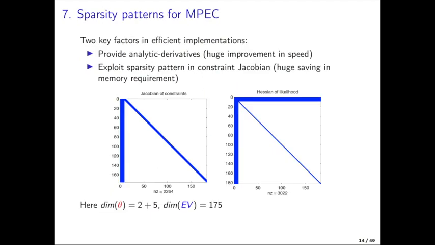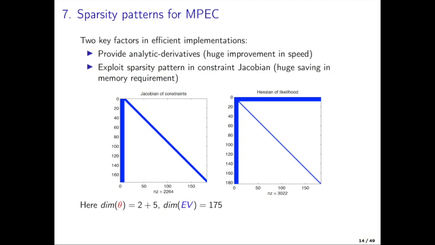Now, I want to talk a few words more about the sparsity patterns, okay? I mean, this is, for MPEC, a key factor to efficient implementation. There are two aspects of this. One is the storage of all these numbers, right? We have a small matrix here, but if you have many state variables, this is going to be huge, okay? So just the storage of all these matrices is one thing, but then there's also the multiplication when you're doing it inside the algorithm that solves the constrained optimization problem.